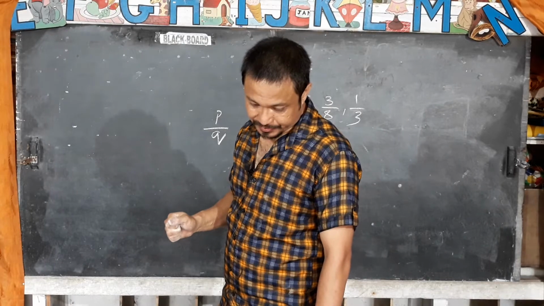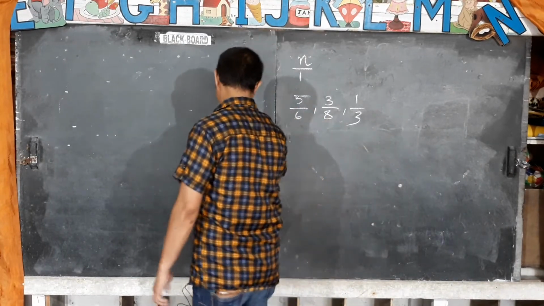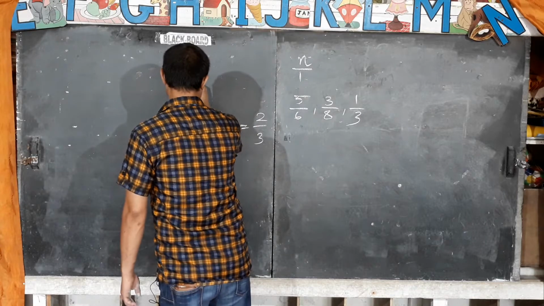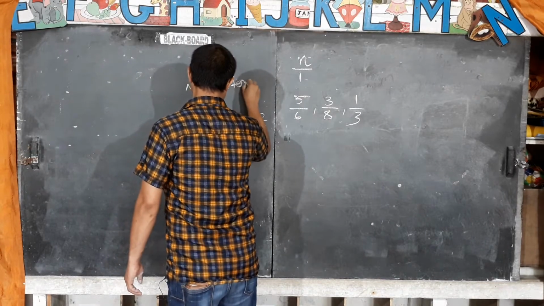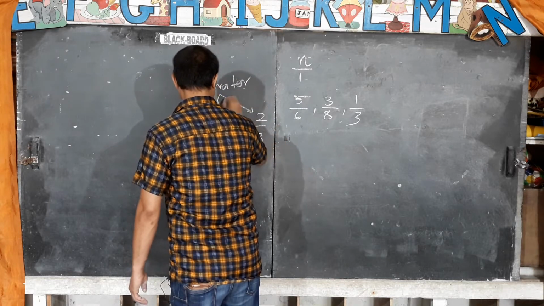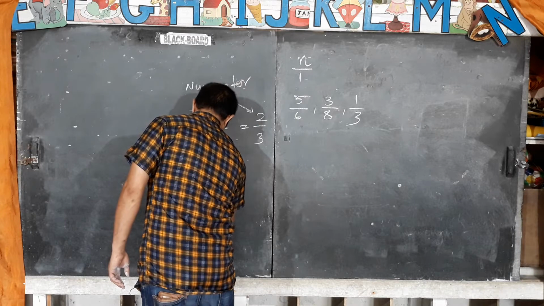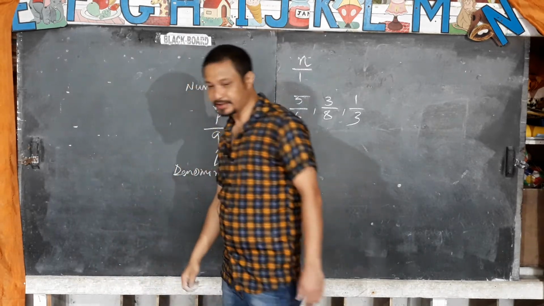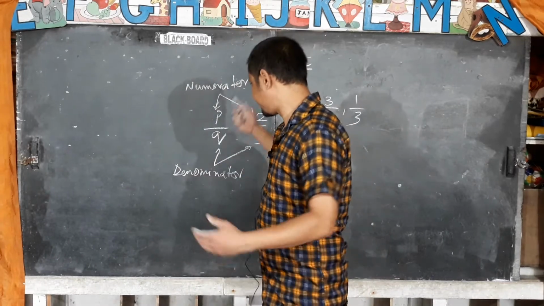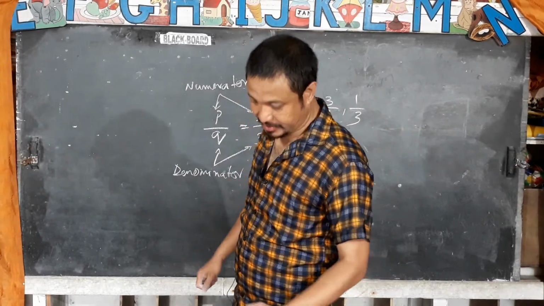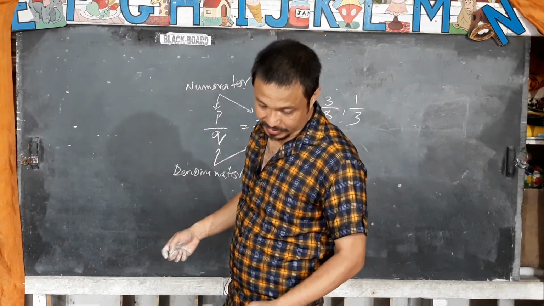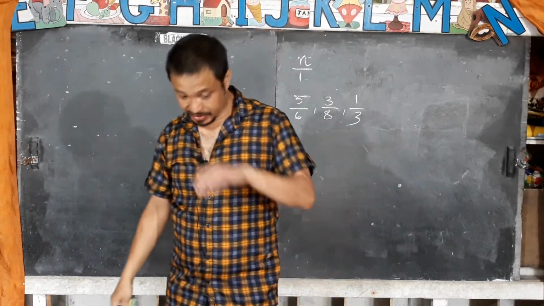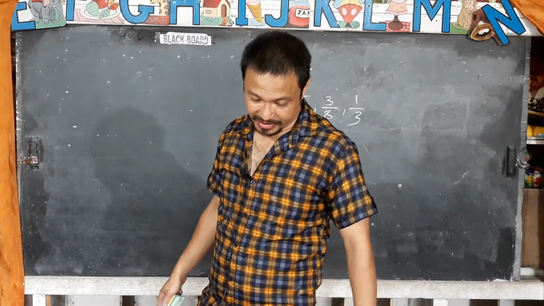So out here, P upon Q, let's put it into a rational number again. P is the numerator and Q is the denominator. I'm sure you know about this by now. Since you know fractions, the terms we are going to use in rational numbers are also the same. Now we move on. This is just a simple recap of numerator and denominator. We need to move on to positive and negative rational numbers.